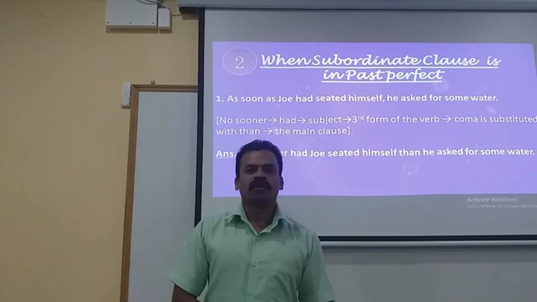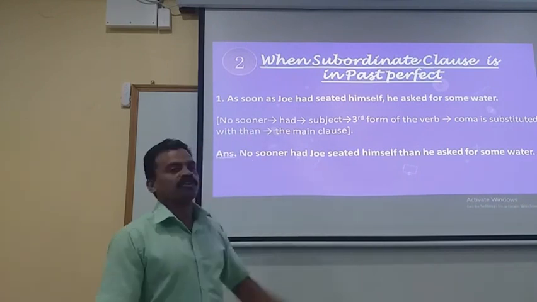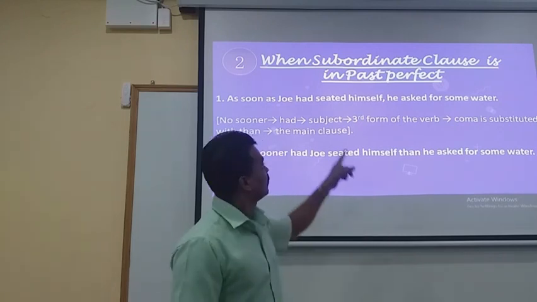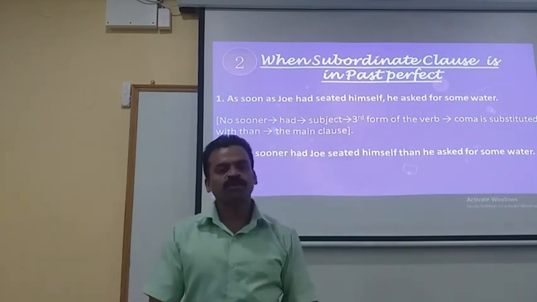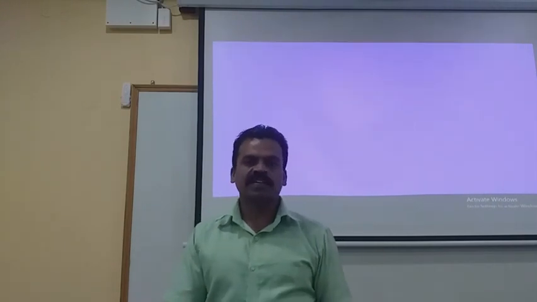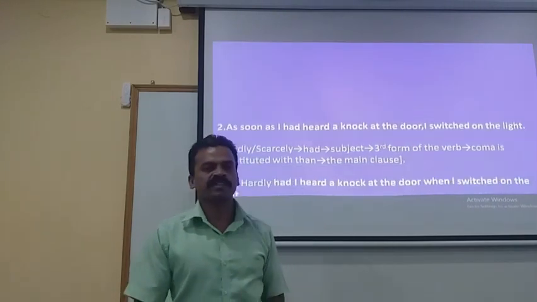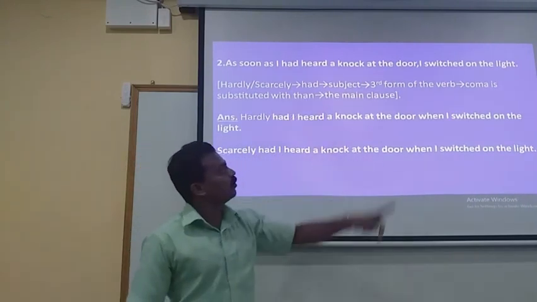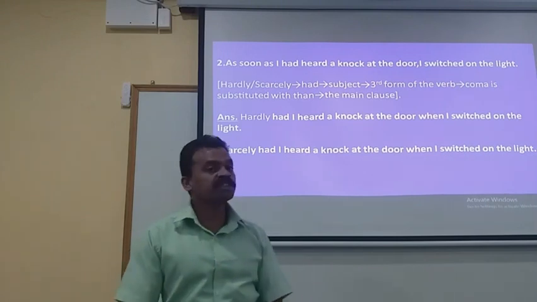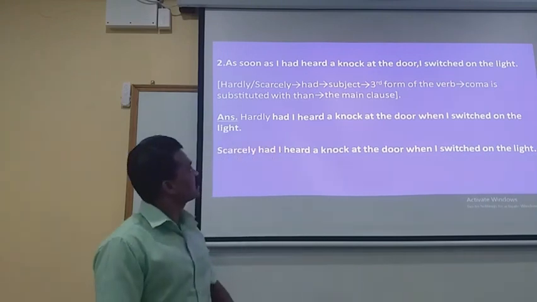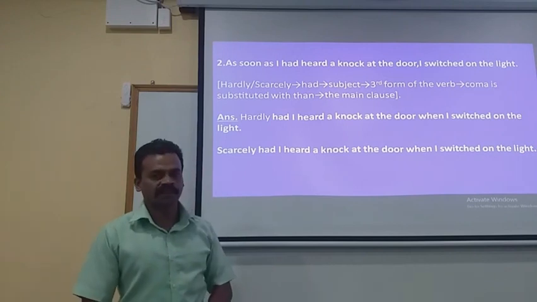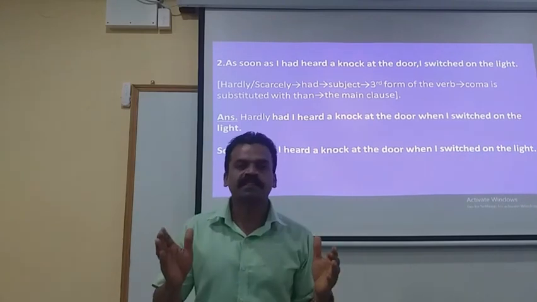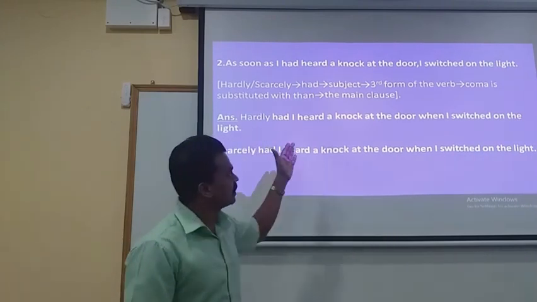So we have already converted from as soon as to no sooner than. The next part we will see: as soon as statement, when the tense of the statement is in the past perfect, how to convert that into hardly when as well as scarcely when. So that is what we will see just now. As soon as I heard a knock at the door, I switched on the light. As soon as I had heard a knock. Again see, had heard, had plus the third form of the verb. The statement is in the past perfect, and that is what the subordinate clause is.